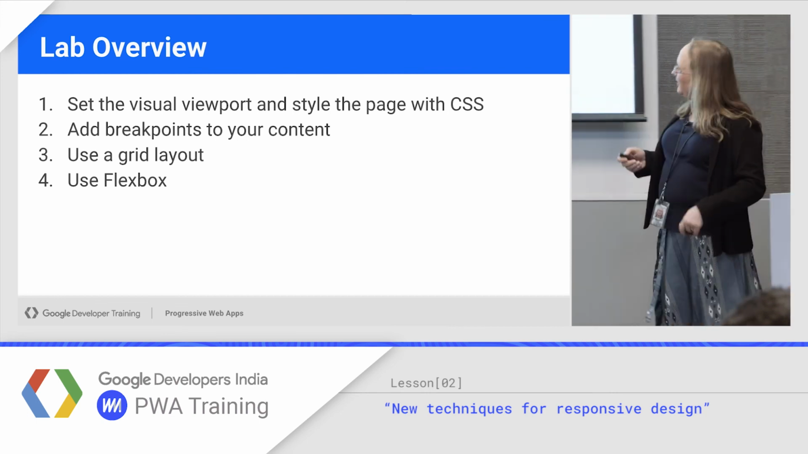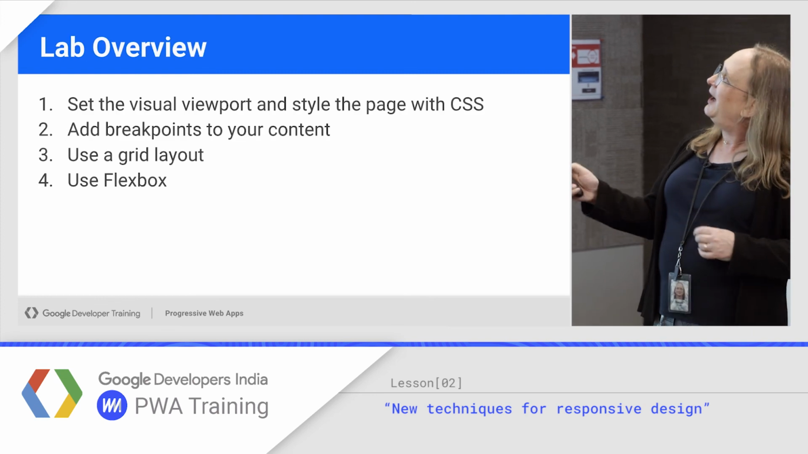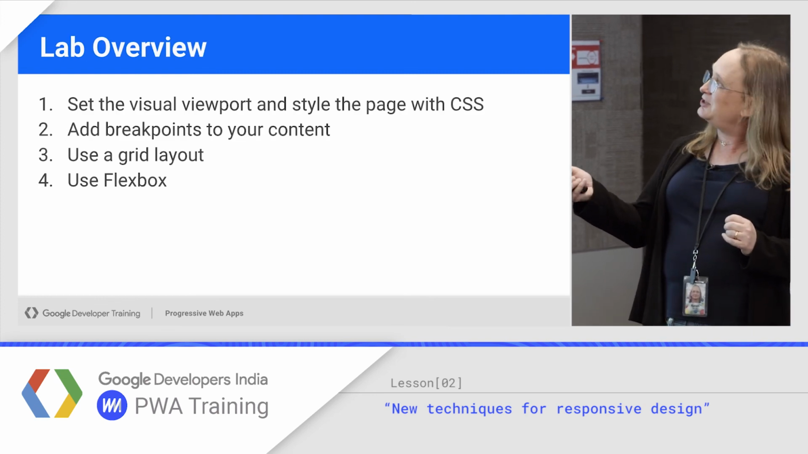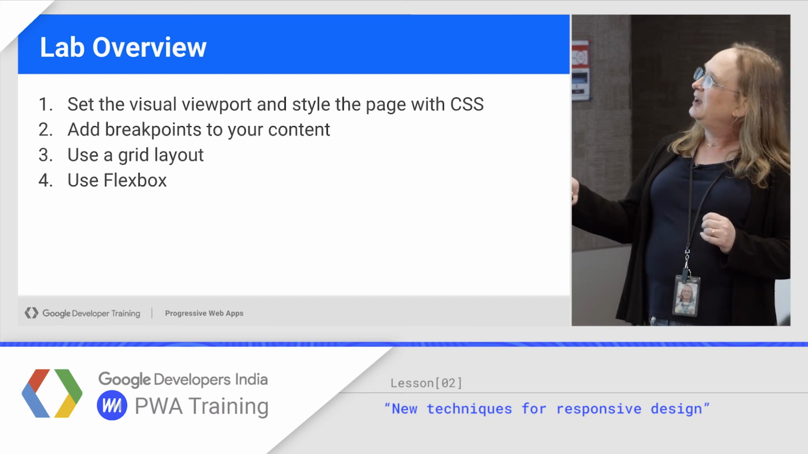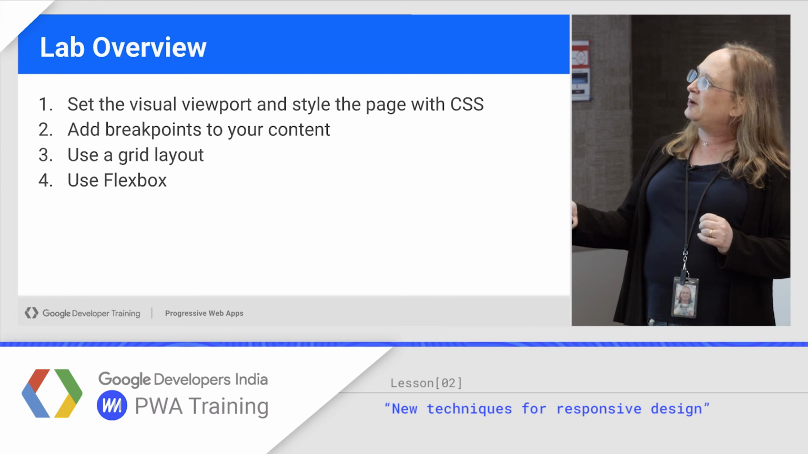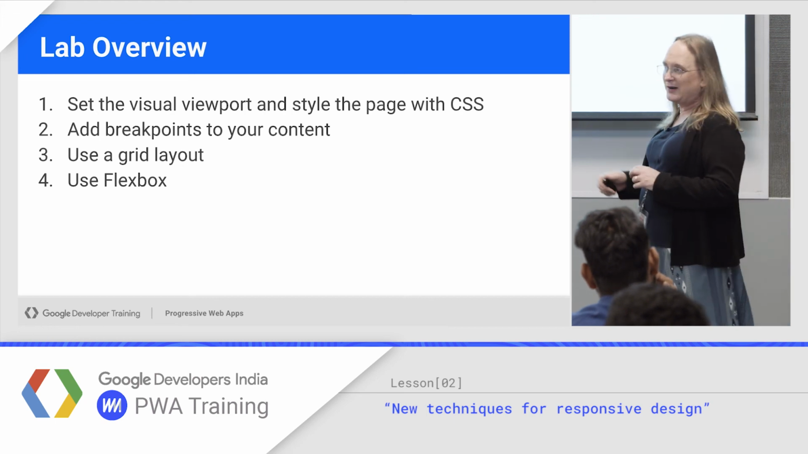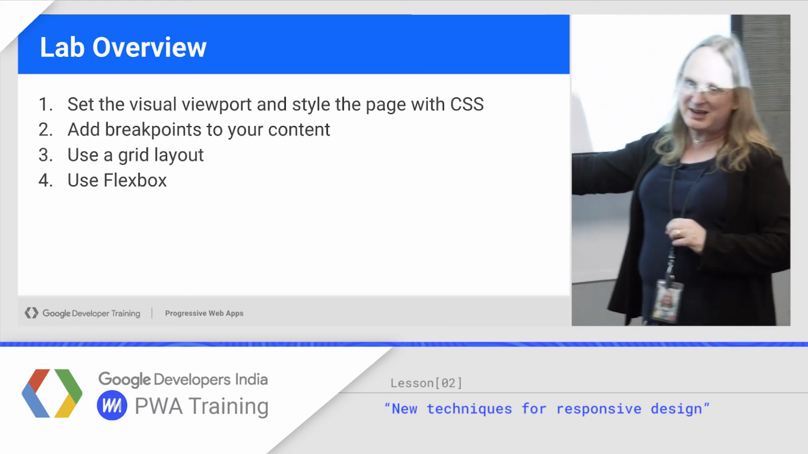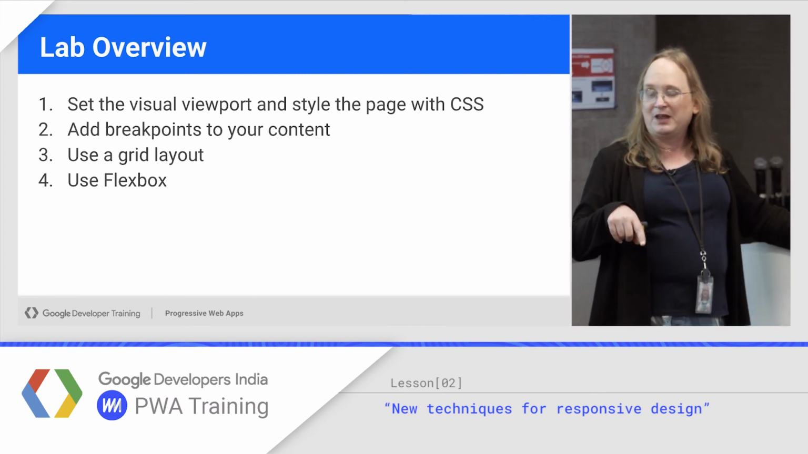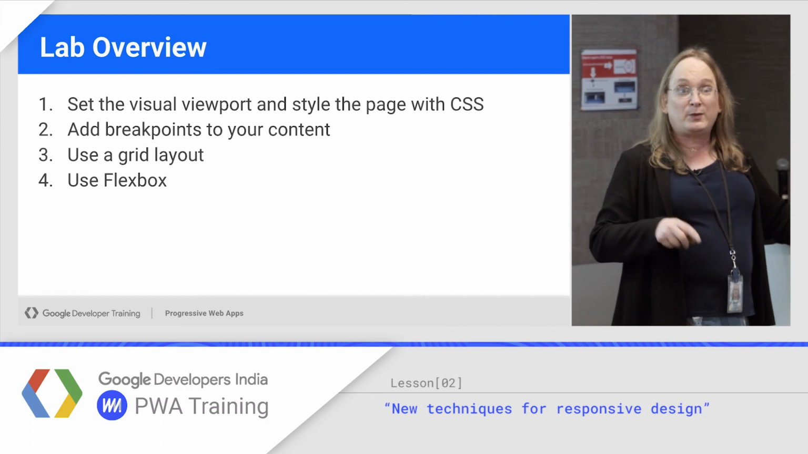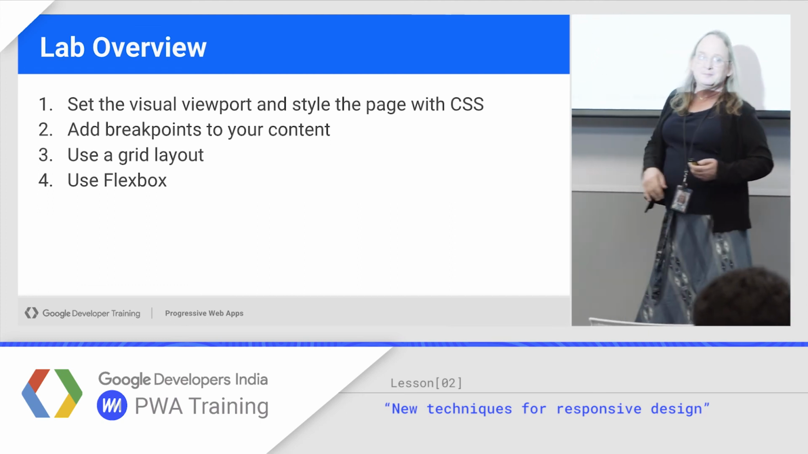OK, lab overview. Just simple stuff, but it's a nice warm-up. So we'll give you a page, do some basic CSS, set the viewport, style the page with CSS, set up breakpoints, set up a grid layout. And then if you have a little extra time, there's a section of the lab on Flexbox. Now, I didn't go into the Flexbox and grid layout details here because we're condensing this class today. But Flexbox is a new, much nicer way to lay out your pages. And the lab will actually give you practice using it.